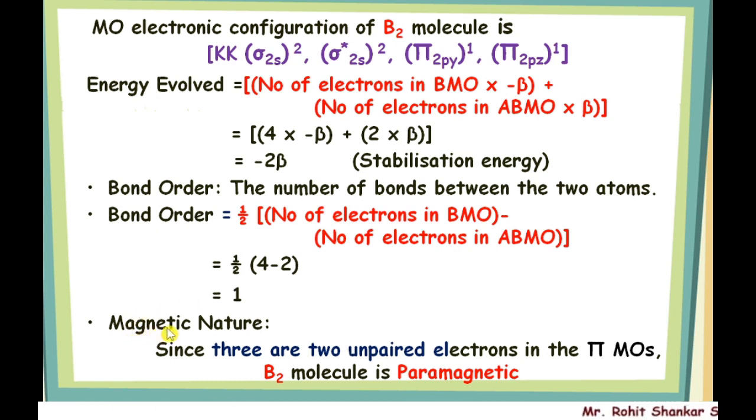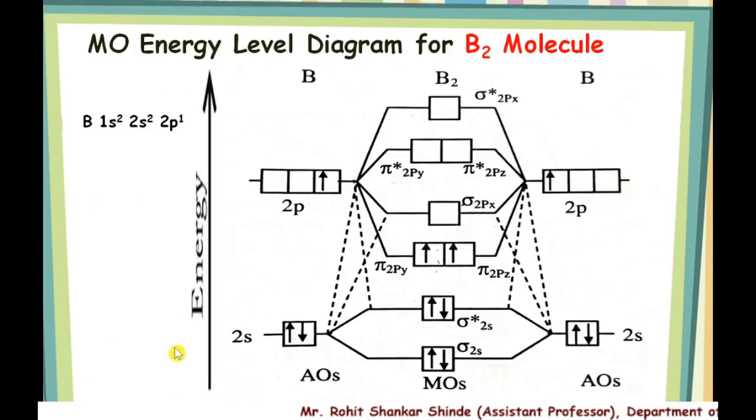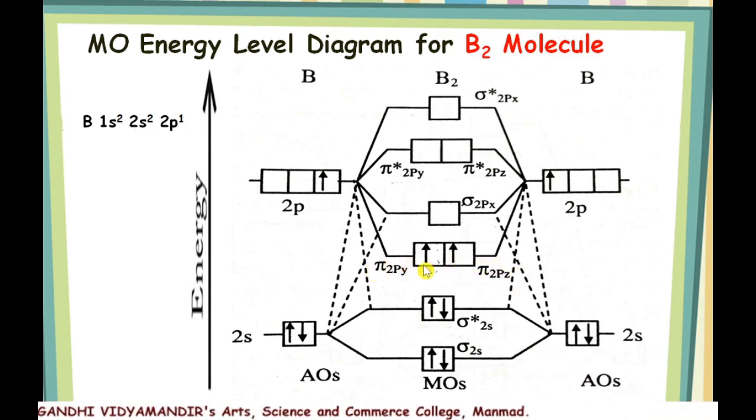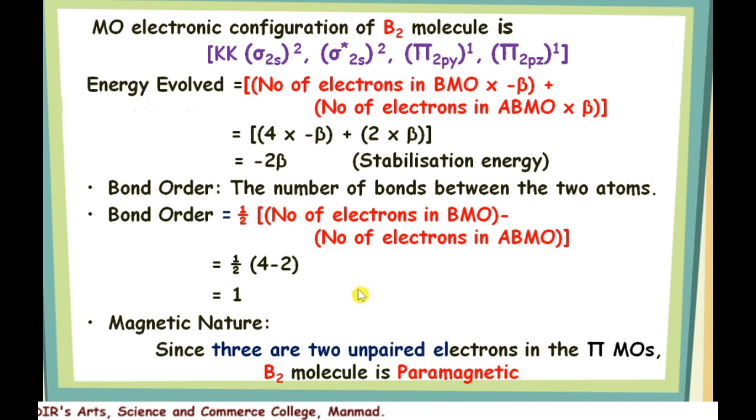Magnetic nature. So let us see the diagram. According to this diagram, there are two unpaired electrons present in the B2 molecule. One is in the pi 2py, another one is in pi 2pz. So these two pi electrons are unpaired in the pi molecular orbitals, and hence the B2 molecule is paramagnetic in nature.